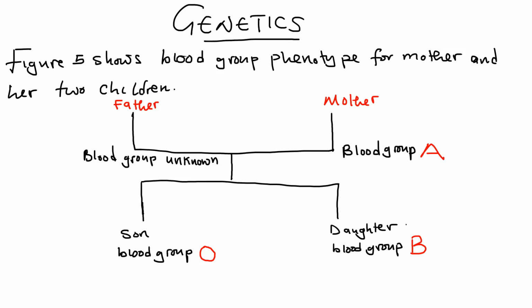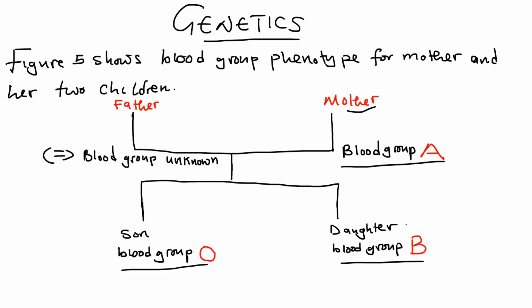In this video, let us go through genetics. We want to answer a question coming from a particular year. The question reads: Figure 5 shows the blood group phenotype for a mother and her two children. Here is the mother, whose blood group is A. Then we have the daughter with blood group B, the son with blood group O, and the father, whose blood group is unknown.